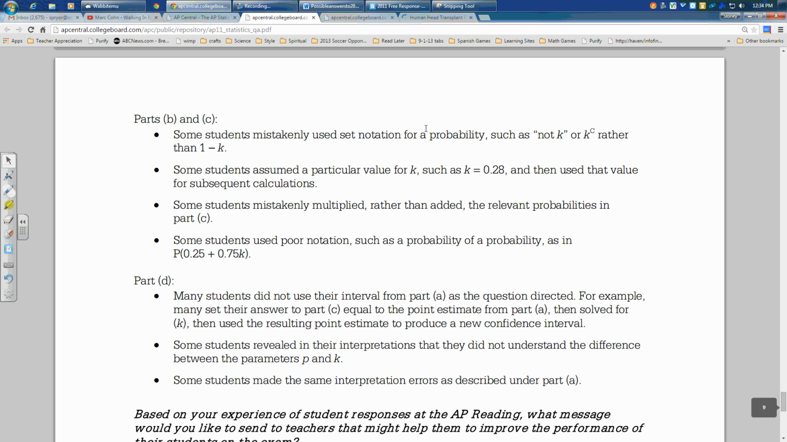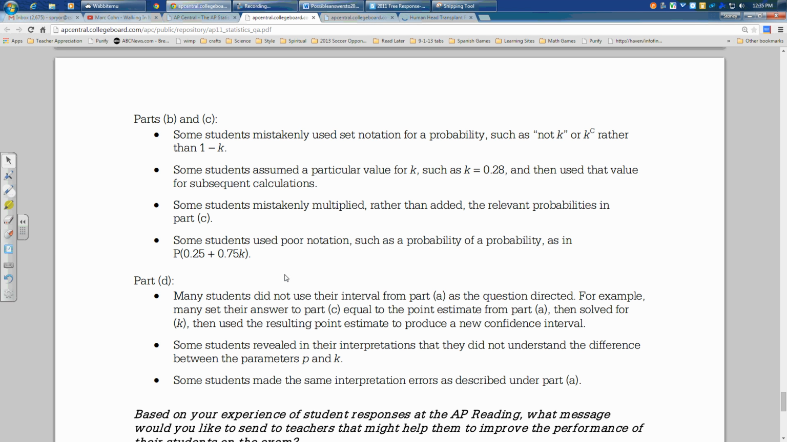Some students use set notation for probability, like not K or K is greater than C, rather than this complement idea. Some students assumed that K was 0.28. Some students multiplied rather than added. So when you get to the end of the tree diagram, you need to add those parts. You multiply down the branches, but you'd add them at the end. Some students use poor notation like this.